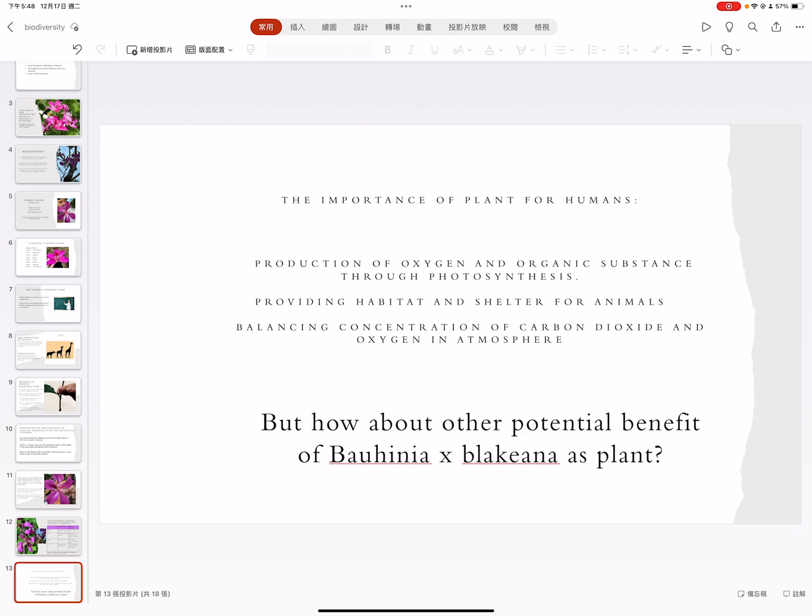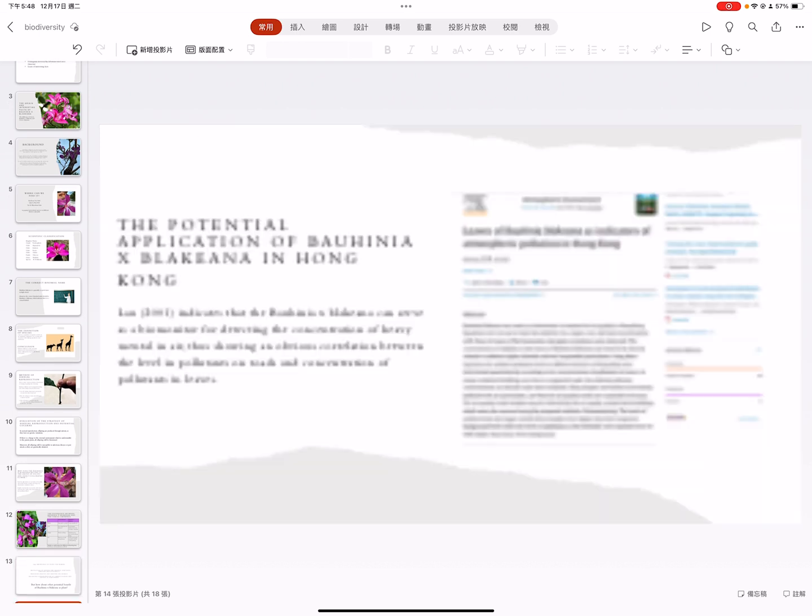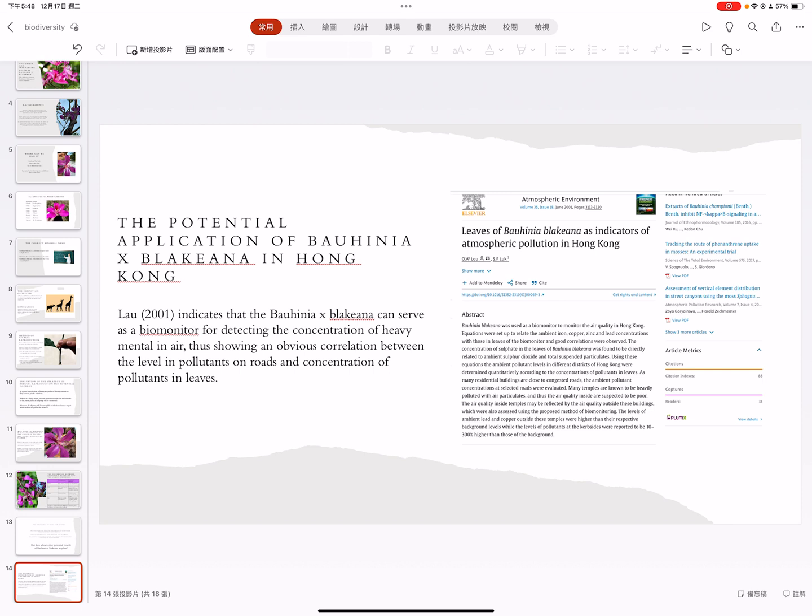It can increase the abundance and richness of biodiversity. It's very important to maintain a healthy ecosystem and ensure the sustainability of our Earth. But how about other potential benefits of Bauhinia blakeana as a plant? What is the potential application of Bauhinia blakeana in Hong Kong?